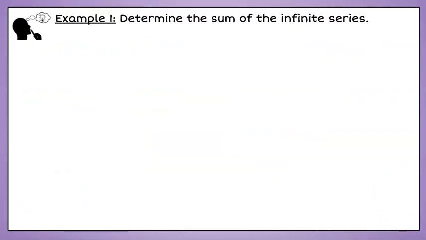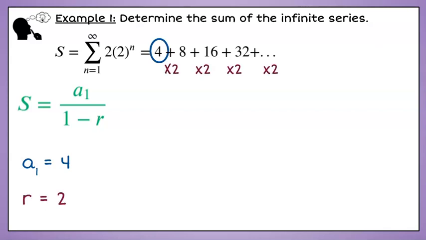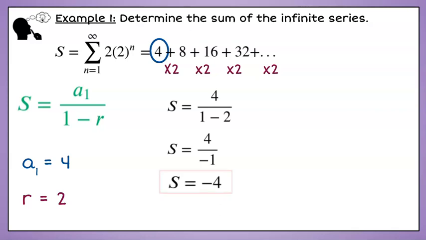Let's try applying the formula to another infinite geometric series. Determine the sum of the infinite series here. Consider this infinite geometric series and the formula we just established. Pause the video and determine the sum on your capture sheet. The first term, a sub 1, is 4. And the common ratio, r, is 2 because the pattern is doubling, or multiplying by 2 each time. We can now substitute those values in, and then simplify. We get the sum to be -4.